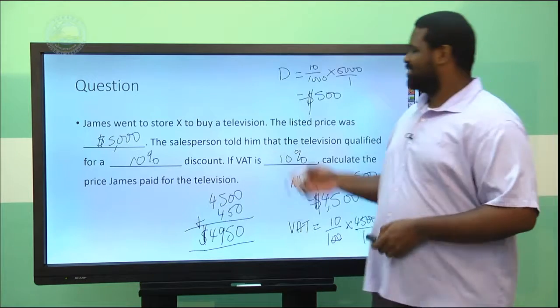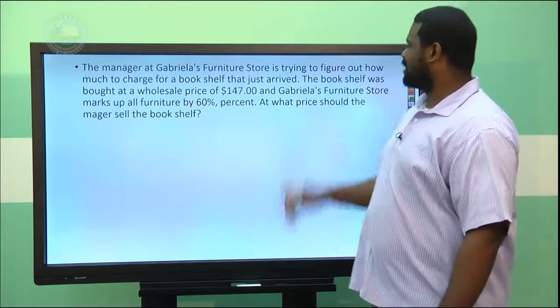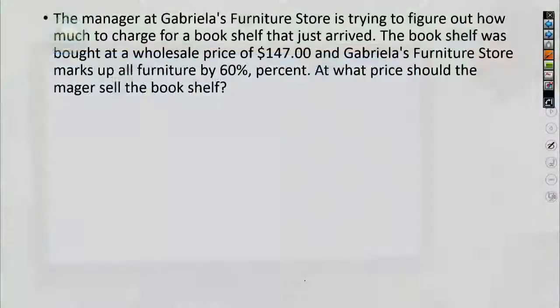Good, right? Great. How about this question? The manager at Gabriella's furniture store is trying to figure out how much to charge for a bookshelf that just arrived. The bookshelf was bought at a wholesale price of $147, and Gabriella's furniture store marks up all furniture by 60%. At what price should the manager sell the bookshelf? Well, what is this number? This number represents the cost price.